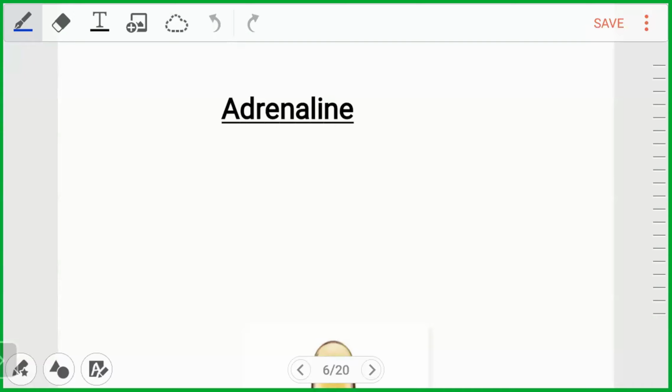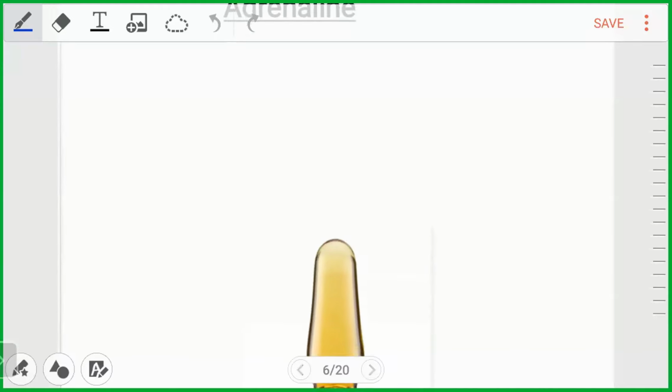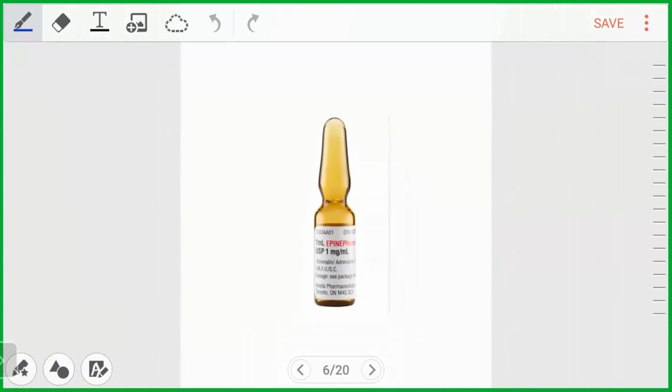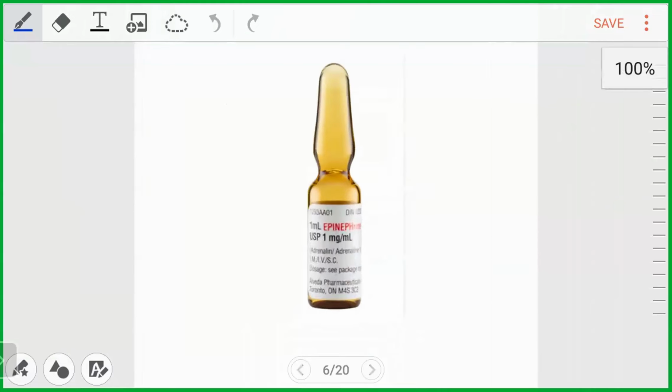In the adrenaline medulla, this adrenaline can be secreted, right? In the adrenaline cortex, a stress hormone called cortisol is also secreted. I told you that for your more reference. I think you have seen an adrenaline vial many times.